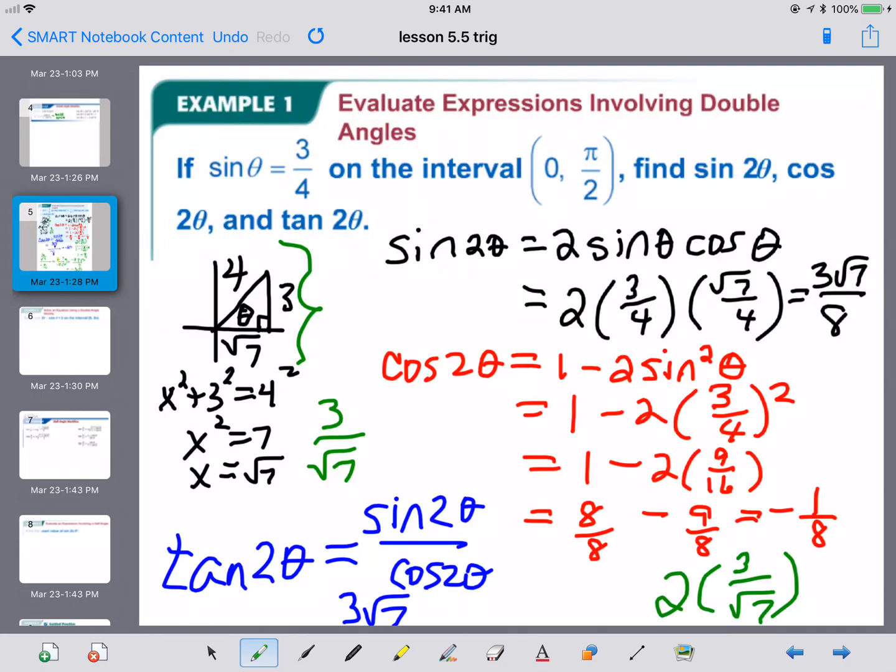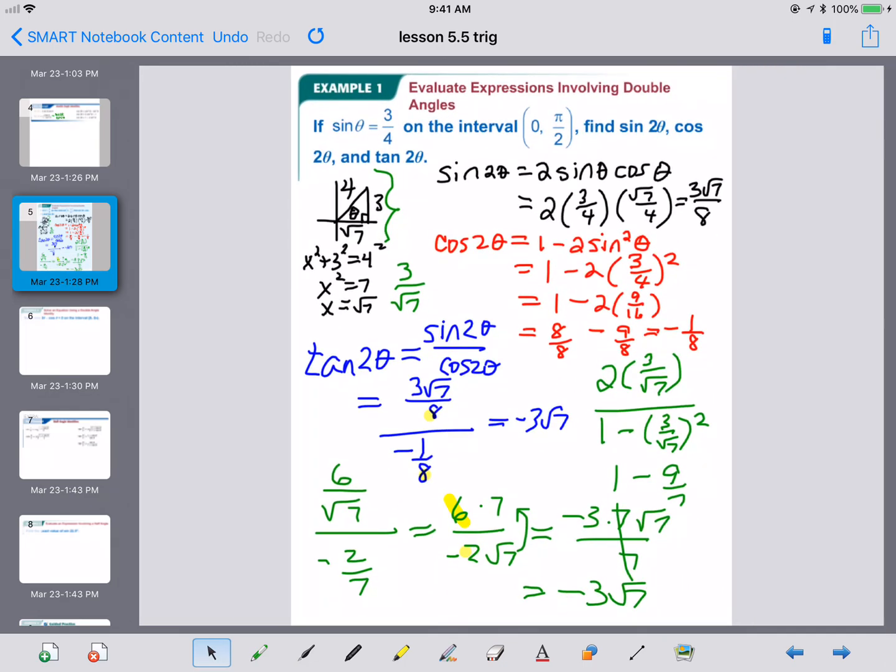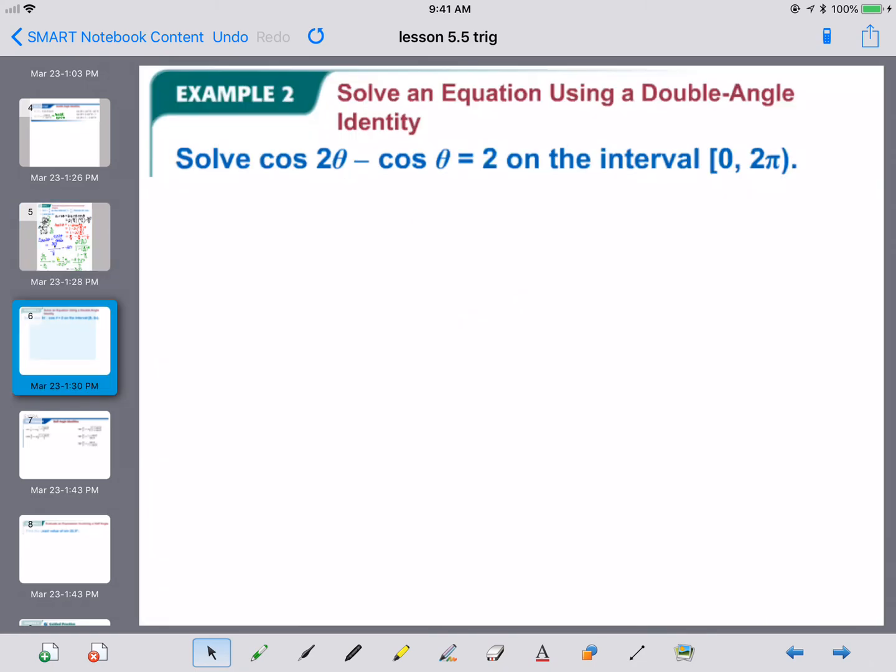Okay, now let's go and move on to the next example. Now the last example was just taking an expression, finding what the values are, you're done. Here it's an equation to solve. Now remember, the way that you solve an equation is to find out what values on the unit circle work. That's what you're really asking yourself.